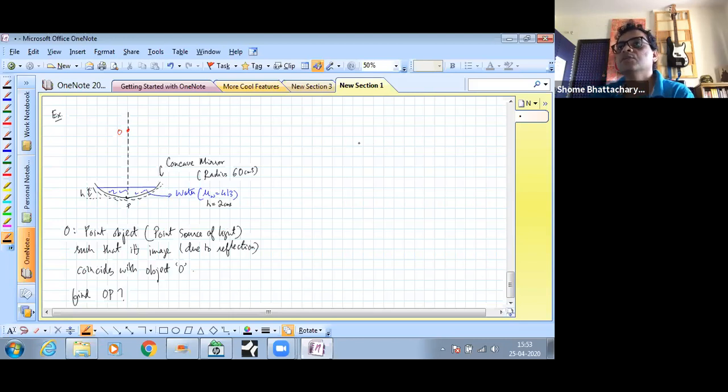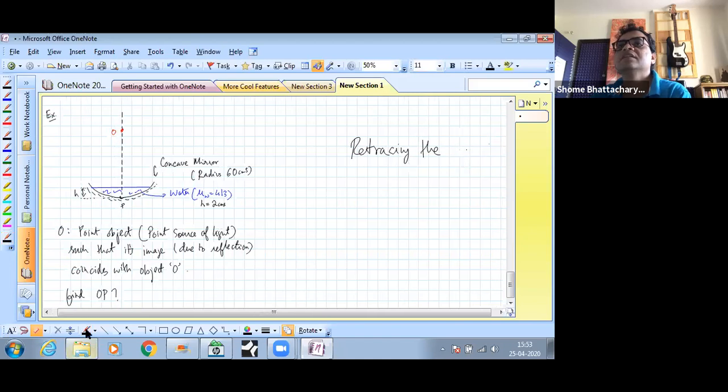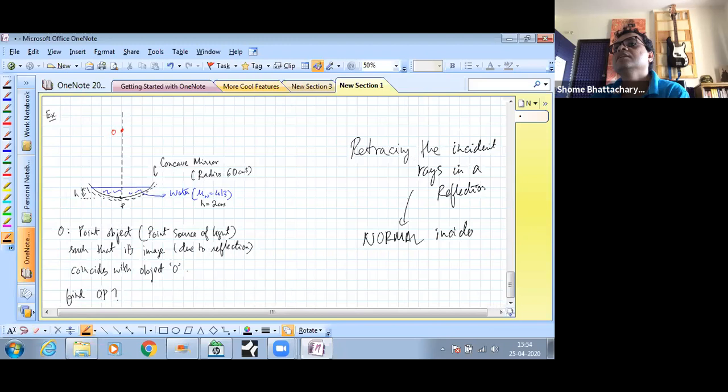So there's a concept of retracing: the reflected rays should retrace the path of the incident rays in a reflection. What is the condition for that to occur? The condition is normal incidence. So what is the meaning of normal incidence? Let's understand it in each type of mirror.